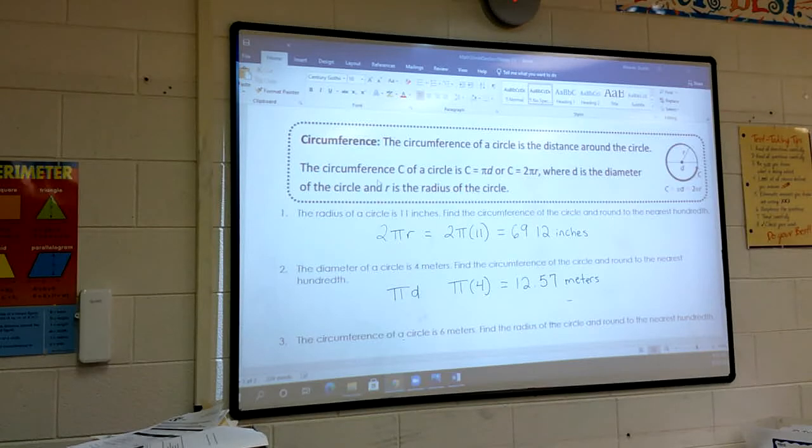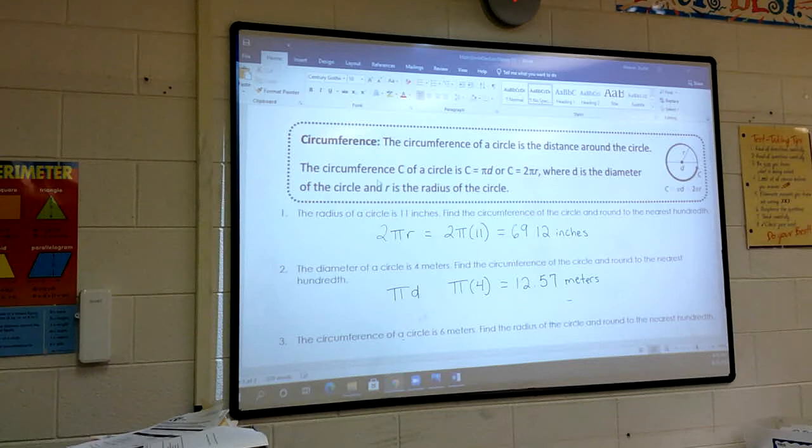When we do assignments for you, if you're a few points off, you will take points off, because some people use 3.14. I have the answer as 69.05 in the first one and 12.56 in the second one. So I have both.